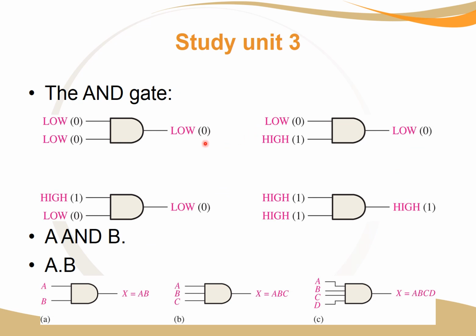Here we have the AND gate. This is a representation of AND gates in different states. You can see a 0 and a 1 is a 0, a 1 and a 0 is 0, and only when both inputs are high, or ones, is the output high. This is A and B, and we can write it A dot B, and this means A and B. Now these AND gates can have multiple inputs, but just one output.